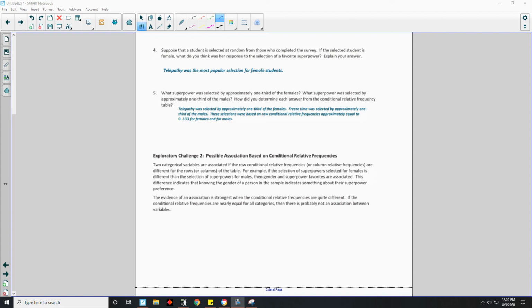This difference indicates that knowing the gender of a person in the sample indicates something about their superpower preference. The evidence of an association is strongest when the conditional relative frequencies are quite different. If the conditional relative frequencies are nearly equal for all categories, then there's probably not an association between variables.